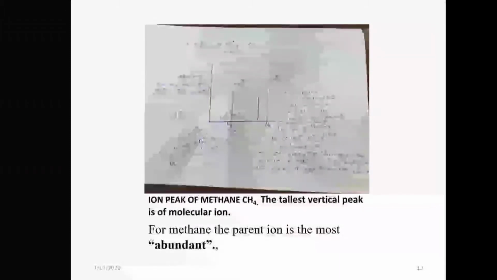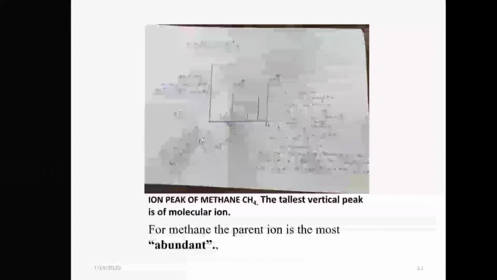Now here again there is a figure. You can see here the molecular ion peak of methane, CH4. The tallest vertical peak is the molecular ion peak. For methane, the parent ion is the most abundant. I've written here that the molecular ion peak is the parent peak, and it's always farthest to the right as it is the heaviest of all the fragments, and this is the case for methane.